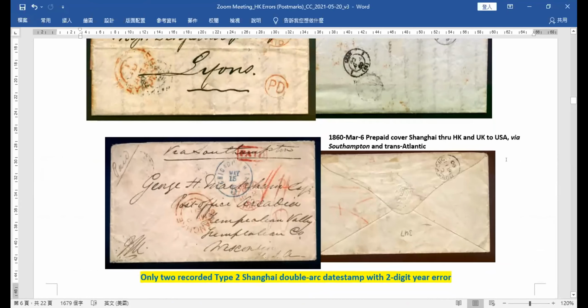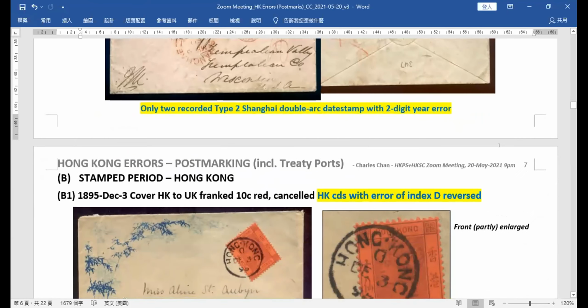Right. Then I go to the next time period of Hong Kong, showing a cover from 1890. Hong Kong to UK, franked 10 cents in red, okay, with the Hong Kong CDS, the index D reversed. I have seen off-cover loose stamps with a postmark variety for the direction, but on cover it is quite scarce or say rare.